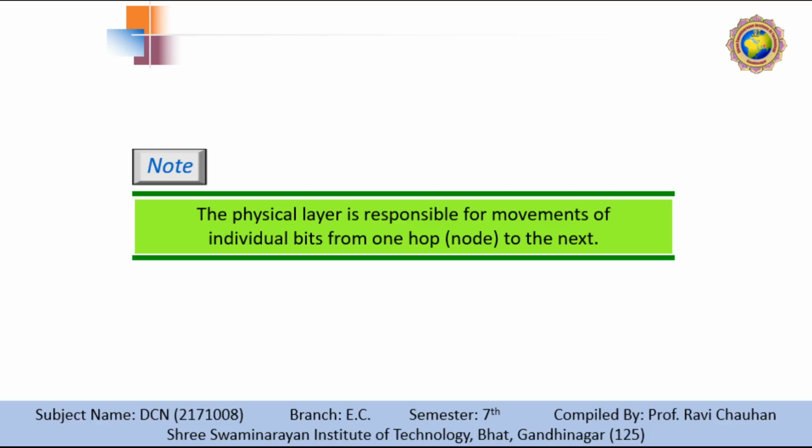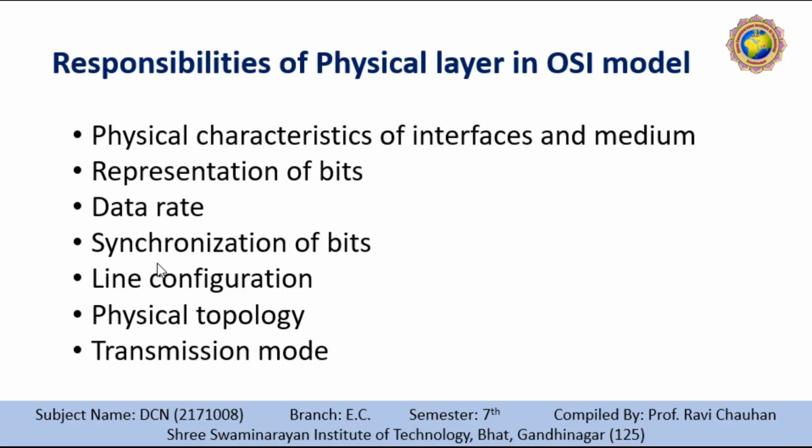So what are the roles of the physical layer and what are the responsibilities of the physical layer? So we can go through. The following are the responsibilities of the physical layer in our OSI model. First is the physical characteristics of interface and medium. Here, the physical layer defines the characteristics of the interface between the devices and the transmission medium. It also defines the type of transmission medium.